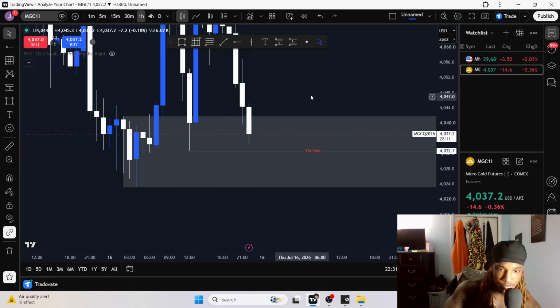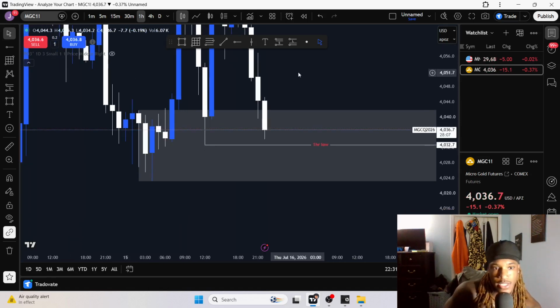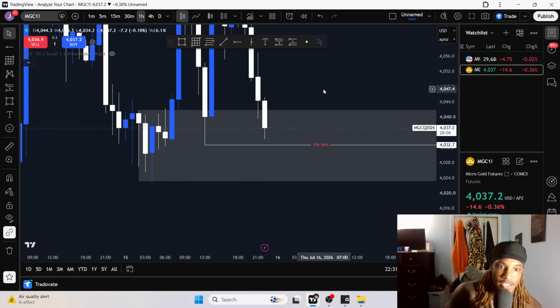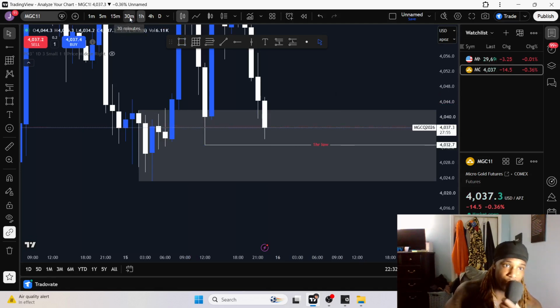Now we have marked out the low on the 1 hour time frame. What else do I see? There's not really much else. I can mark out this 1 hour order block, but do I really have to? I don't think I want to, because it's going to get too cluttered.